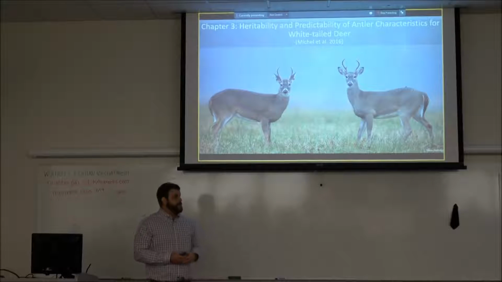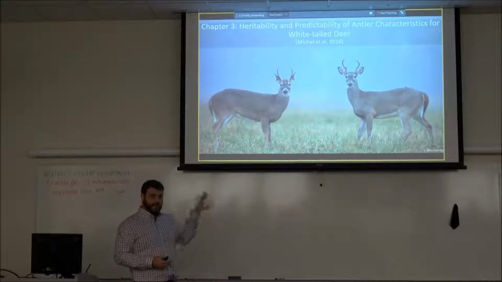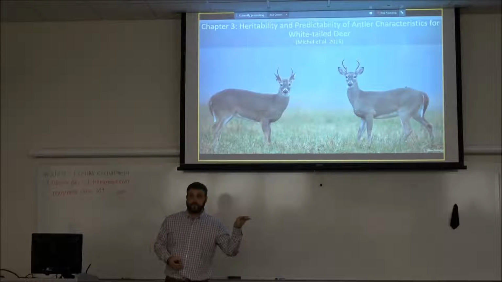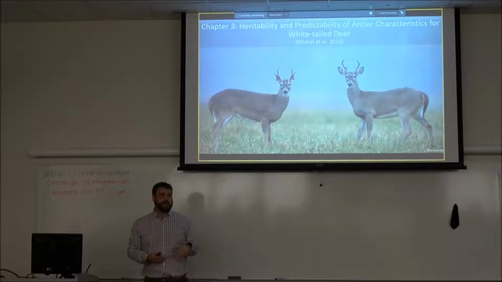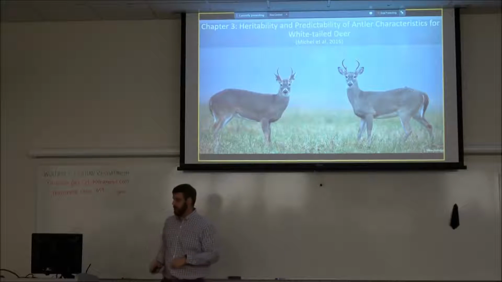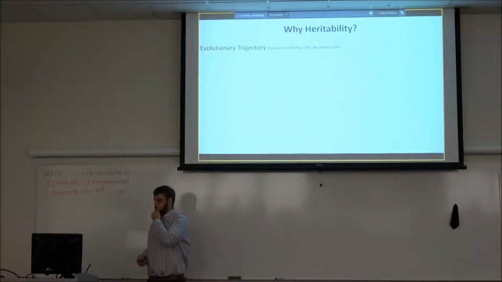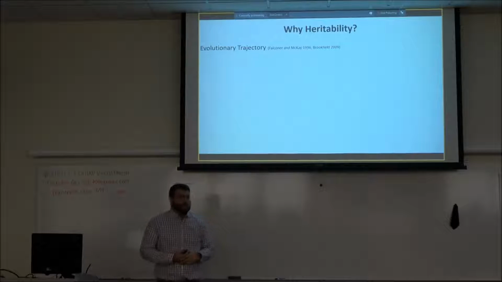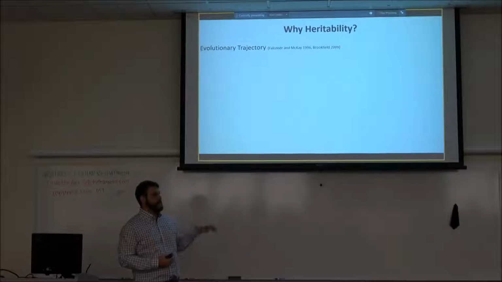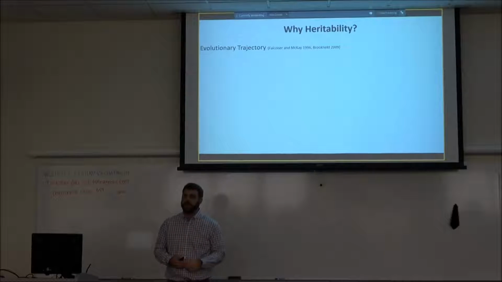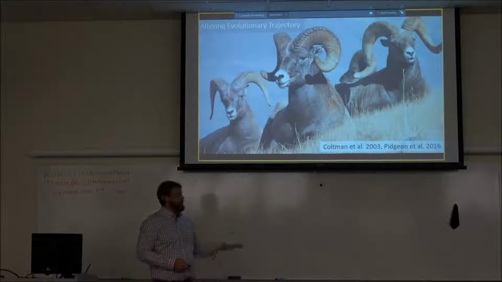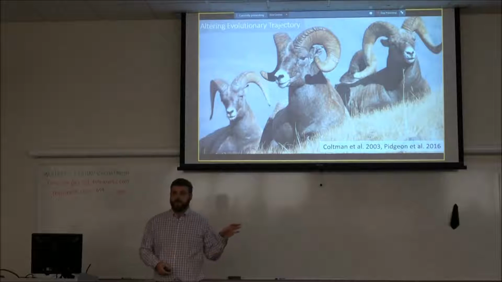So moving in, wrapping this up, going to the last chapter. Again, in this chapter, I wanted to assess predictability and heritability of several different antler characteristics for white-tailed deer. So heritability is a pretty important metric that oftentimes describes the evolutionary trajectory of a species. Essentially, the more heritable a metric is, the more easily it can be changed. That's really important when you're talking about harvested populations.